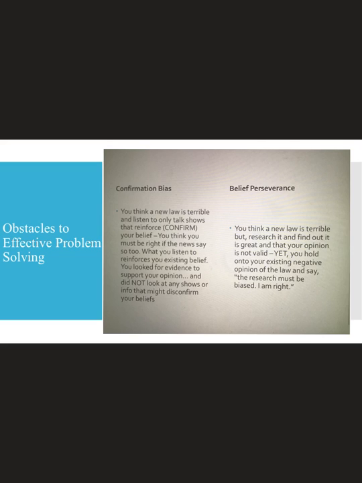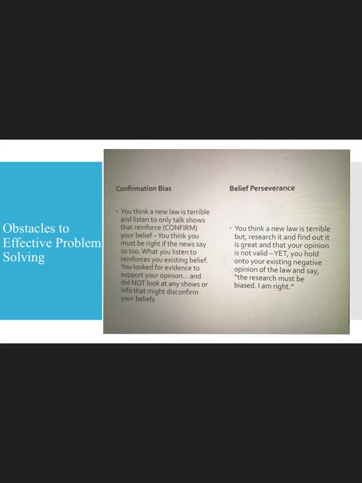This is different from belief perseverance, because belief perseverance is when you think a law is terrible, but research it and find out it is great and that your opinion is not valid, yet you hold on to your negative existing opinion and say the research must be biased, I am right. Now, this is interesting, right? Both of these are a part of belief bias. They're like an off branch. If you can see me, I'm physically moving my arms. You have belief bias up top that branches down into confirmation bias and belief perseverance, and being able to distinguish between these two is important, right?